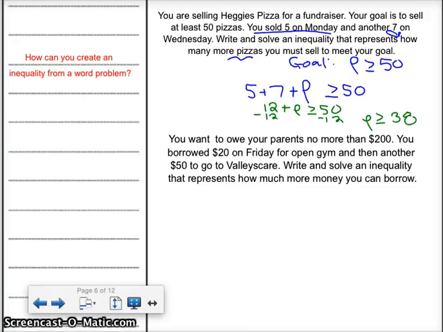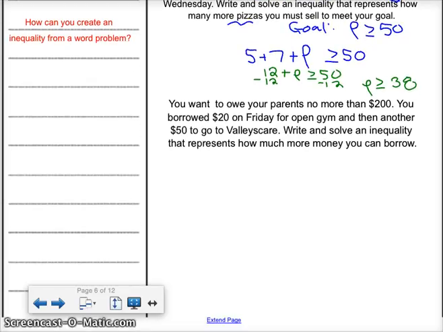Next one, borrowing money. You want to owe your parents no more than $200 because they're making you pay it back. So you want your money to be more than 200 or less than 200? I want to owe them less than 200. So I want to be less than or equal to $200. You borrowed $20 on Friday for open gym, so $20. And then another $50 to go to Valley Scare, plus $50.